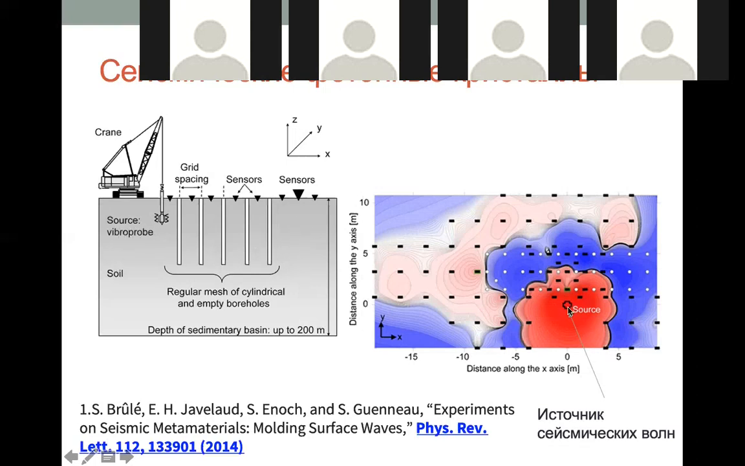For example, this is a result of simulation, from a Physical Review Letters paper, 6 years ago. This is a source of seismic waves, and it is surrounded by some periodic structure. Of course, the wavelength is quite long here, and the color shows the amplitude of seismic oscillations. Despite the fact that here we have a source, here we have a periodic array. Not blue, these white points are the obstacles. And we see that seismic waves do not penetrate to this region where we have a band gap. So it's one possible way to protect some cities from seismic waves.